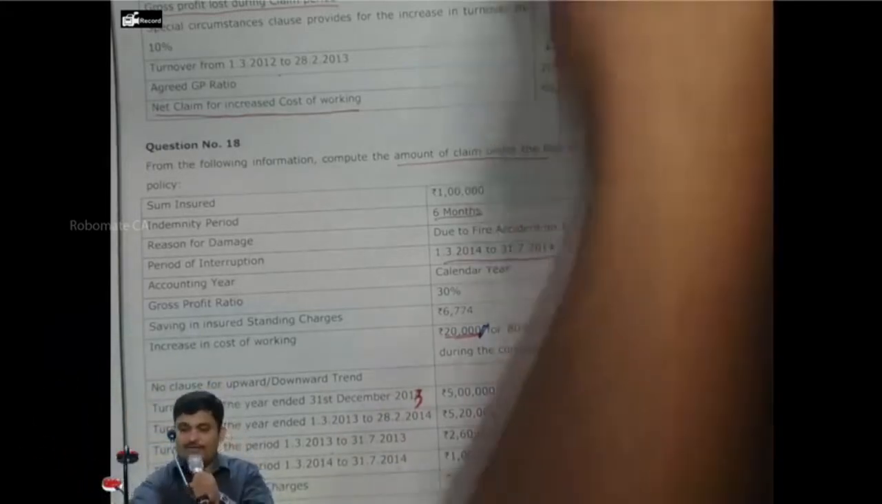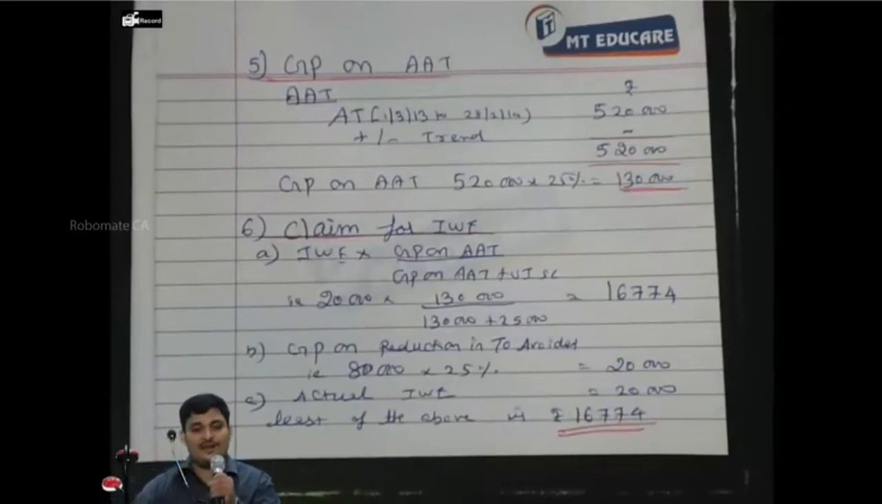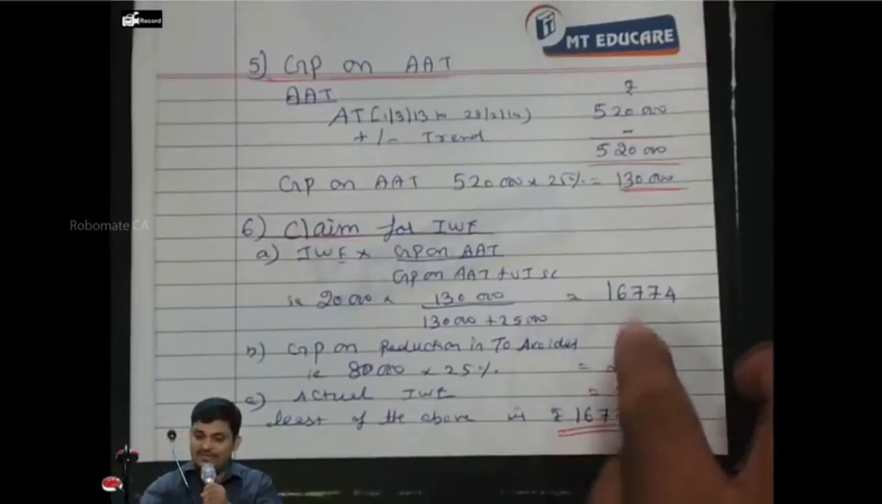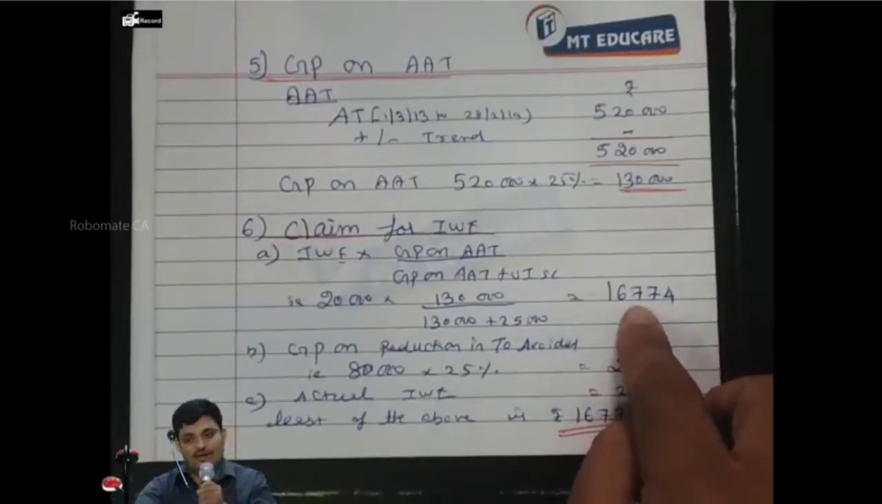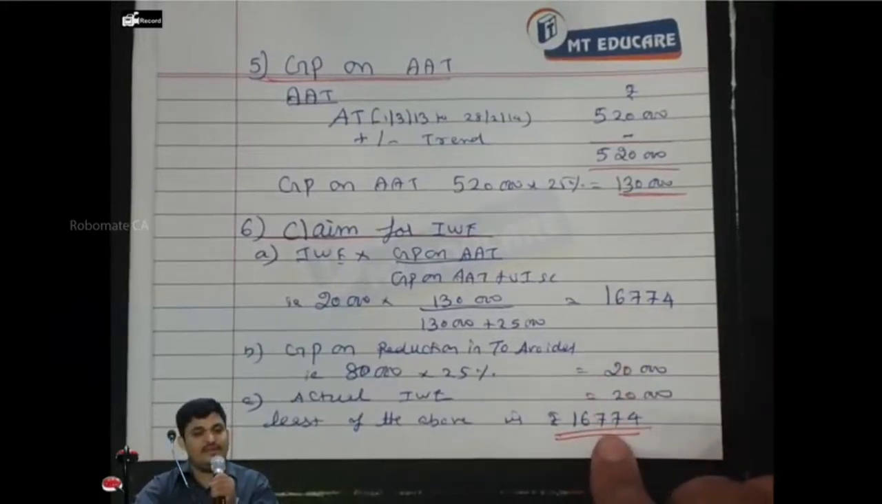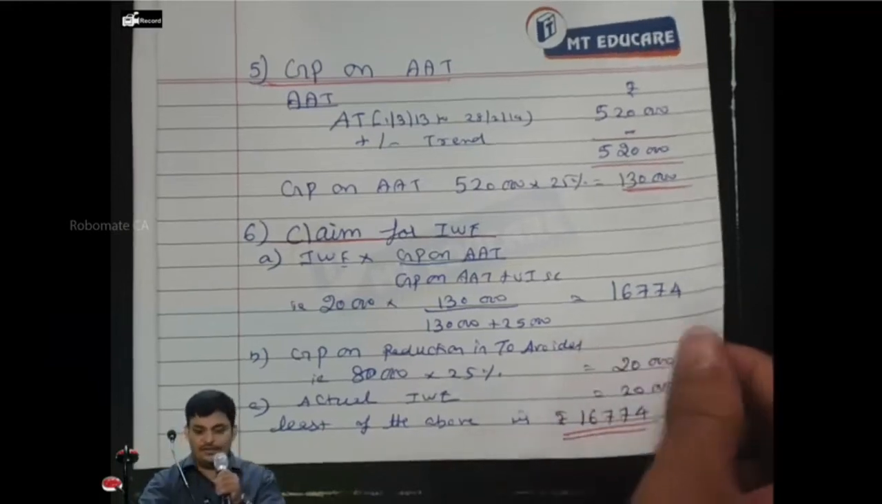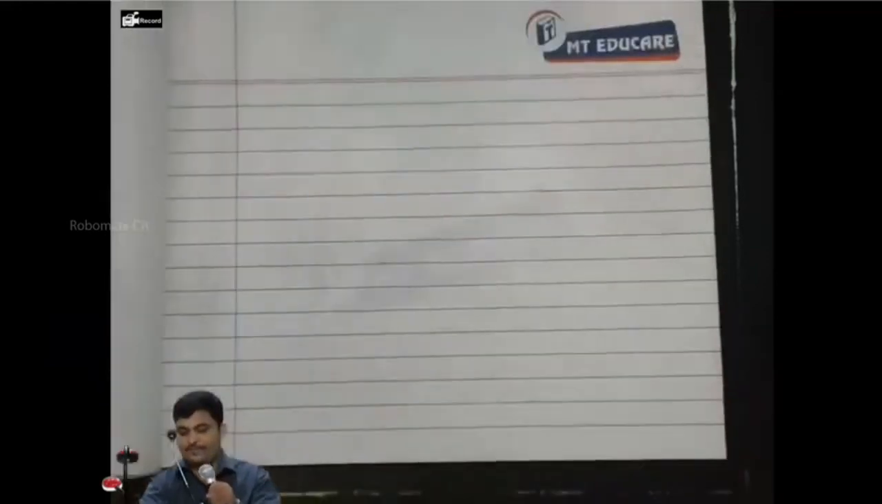But anyway, it is not making any impact here because the first computation is only giving you the lowest answer, the least answer, thereby claim for IWE will be 16,774. Understood?